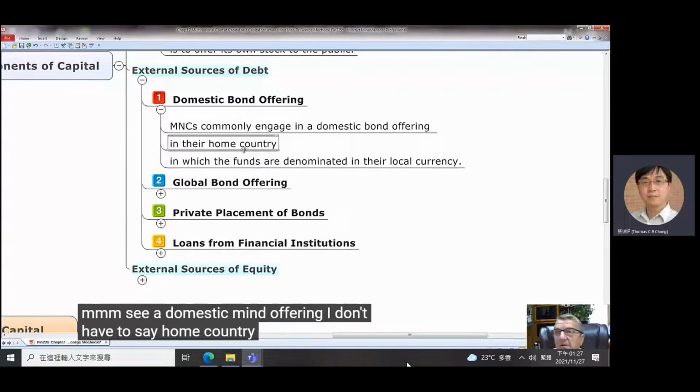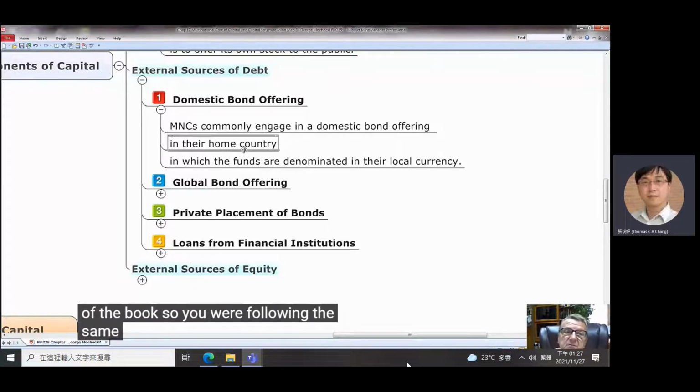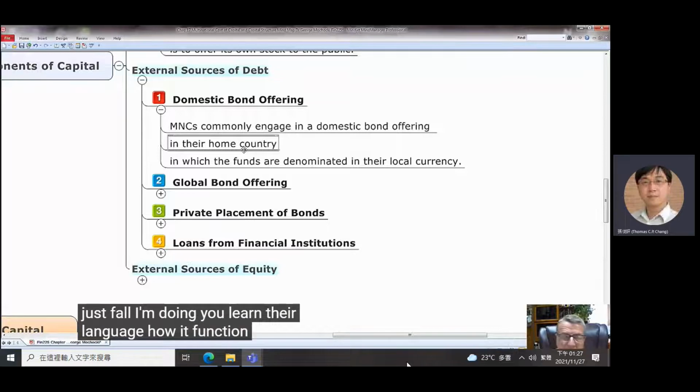I don't have to say home country. It's easier for you because I'm copying, for lack of a better word, paraphrasing from the book, so that we're following the same rationale. I want you to remember, I don't deviate too much. I might have different opinions, but in this course, especially at a community college level, you're getting the foundation, the baseline aligned, so you understand the different terminology. That's all I'm doing. You learn the language, how it functions.